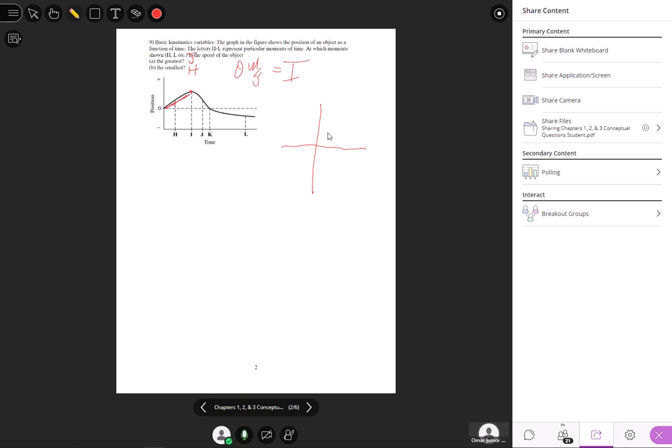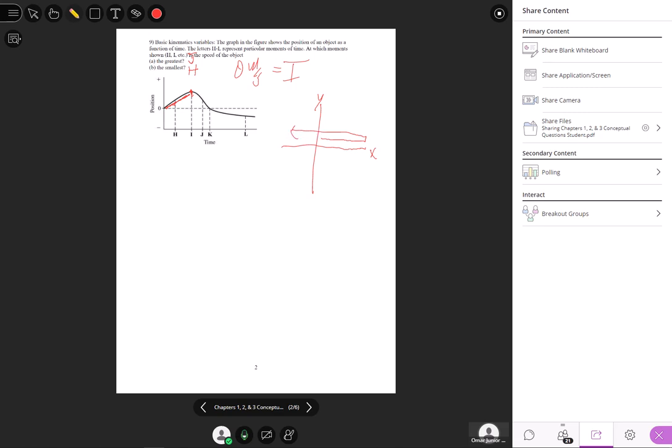Positive. So it'd be going like this, wouldn't it? Let's just say this is X and that's Y. And then when it gets right here, what does it do? It stops and then does what? Real quick, doesn't it? Goes in the negative direction.